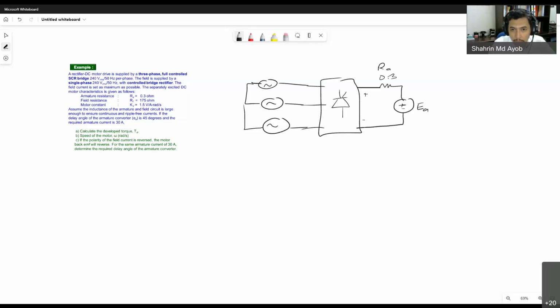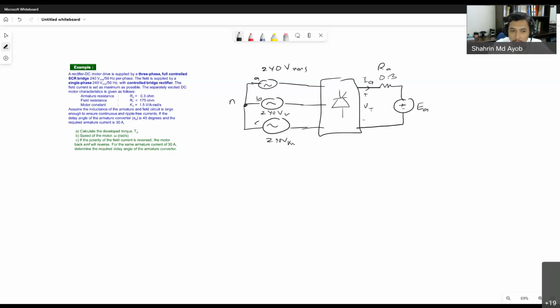And this one is your terminal voltage. And there is a current flow, which is IA. And this one is 240 volt RMS, this one is also 240 volt RMS, and this one is 240 volt RMS. So this one is A, B, and C. And this is your neutral point.